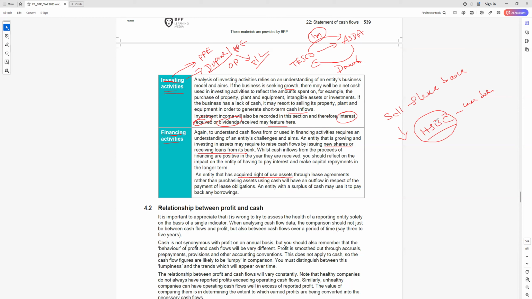So an entity that has acquired a right-of-use asset through a lease agreement, rather than purchasing the asset using cash, will have an outflow in respect of the payment of the lease obligation. So if we have a lease, we have to pay the lease obligation, and that will be in the liability section of our balance sheet until the full payment is made. An entity with surplus cash may use it to pay back borrowing. So if the company has surplus or extra cash, they can pay back the loan if they want. So this is all about the financing activities.